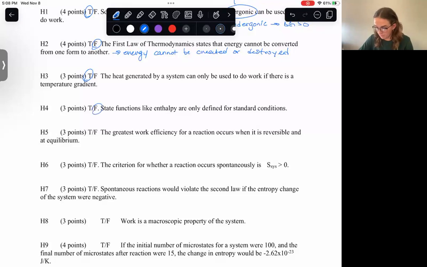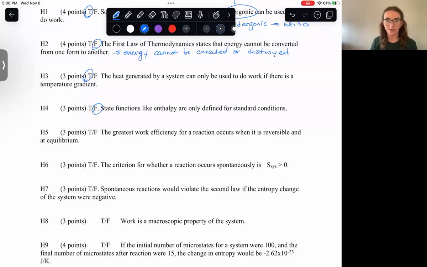Good. This one is false. You can have non-standard conditions, right? Our STP is run at atmosphere, 25 degrees Celsius. Standard temperature and pressure, right? So there are times when that does not exist.